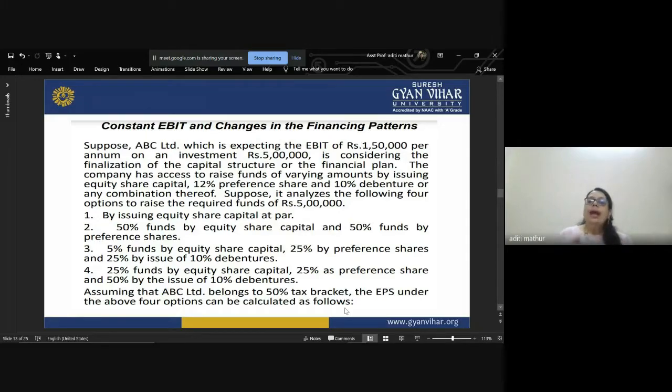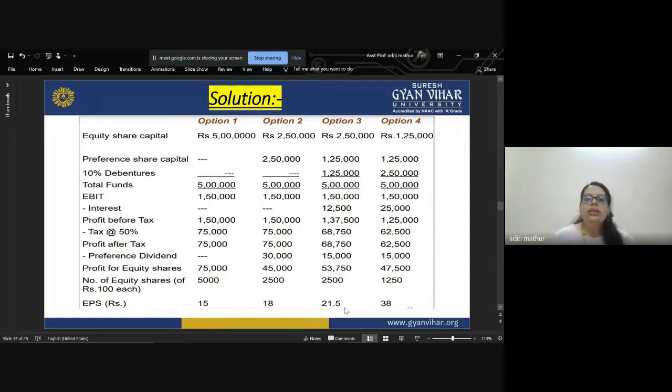So now what they are giving? They are giving you the 4 options. Remember, in the very beginning of this video lecture, I told you the management sit and draft different ratios or different plans in which they can come up to their capital structure. So they have given you 4 options through which they can come up to this 5 lakh rupees investment of the total capital. And they have also given you that this company falls under the category of 50% tax bracket. And they have asked you to calculate the EPS. Right? So let us just first understand the capital structure.